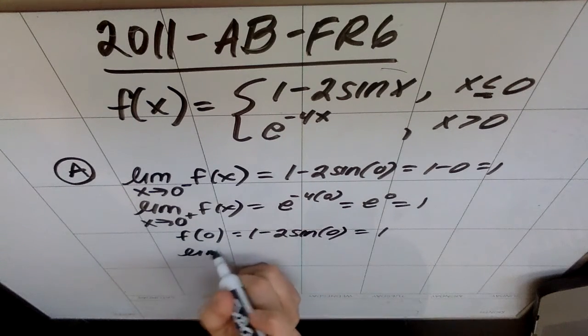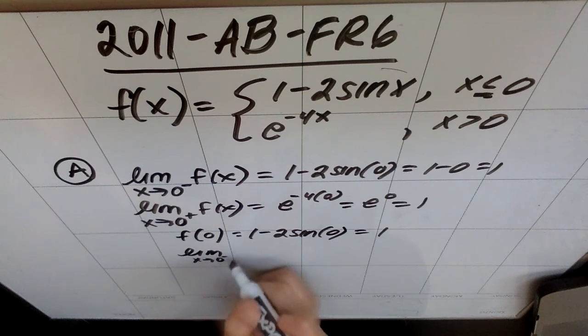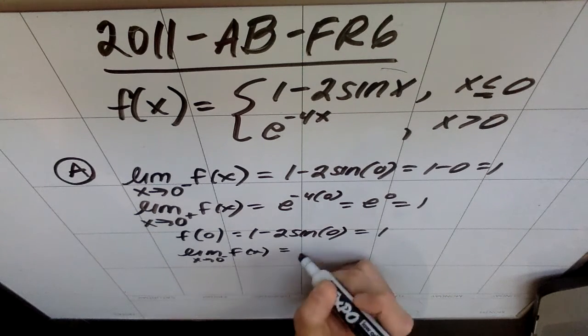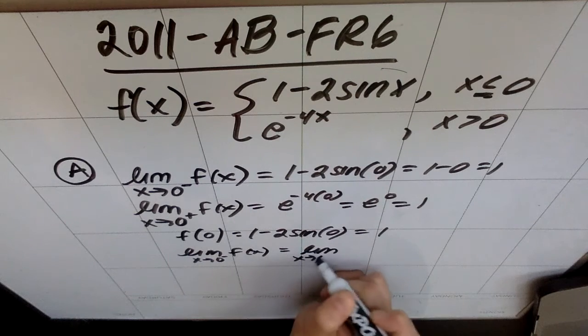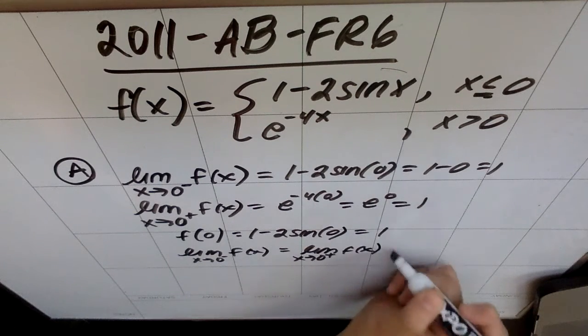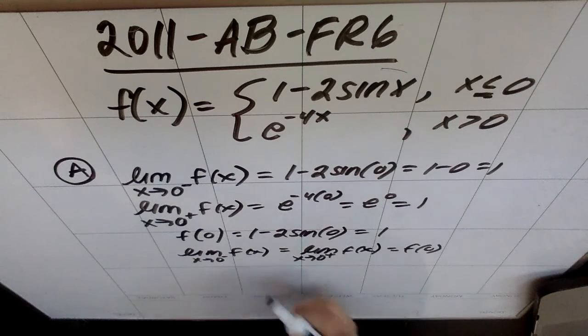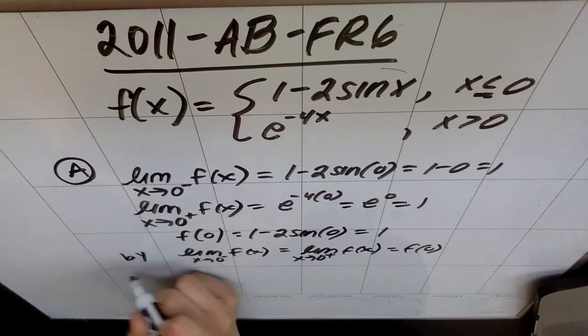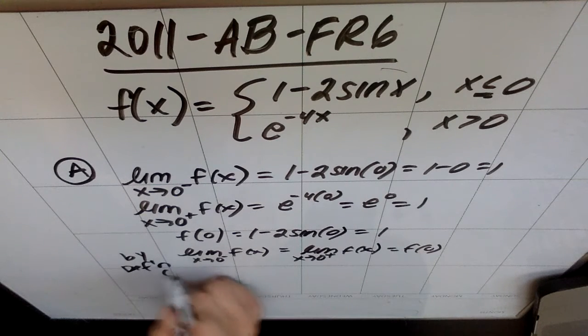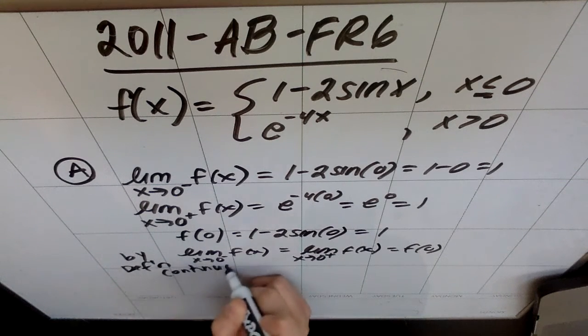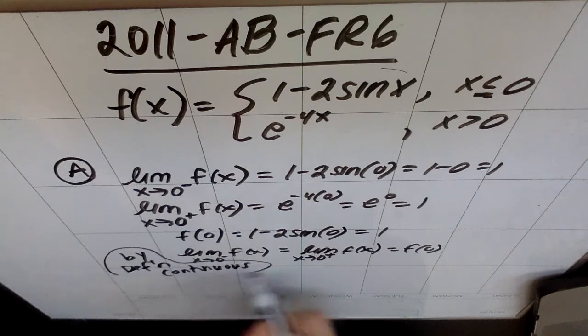So since the left-sided limit equals the right-sided limit equals the actual function, that's by definition, right? So by definition, this is continuous. Really, they just wanted you to sort of invoke the definition of continuity. Cool.